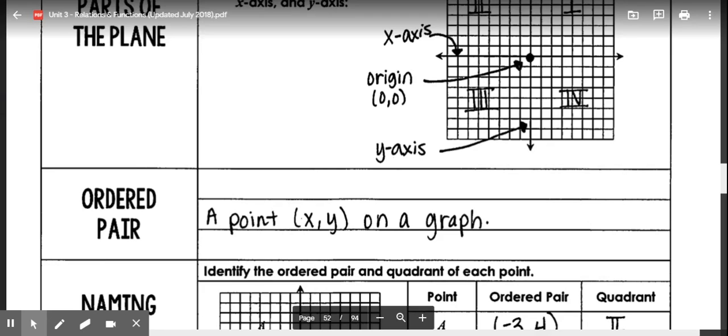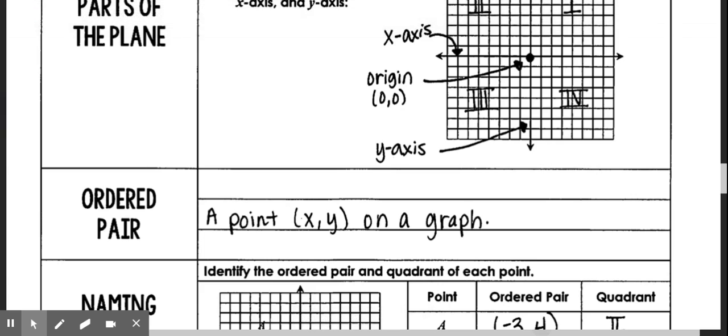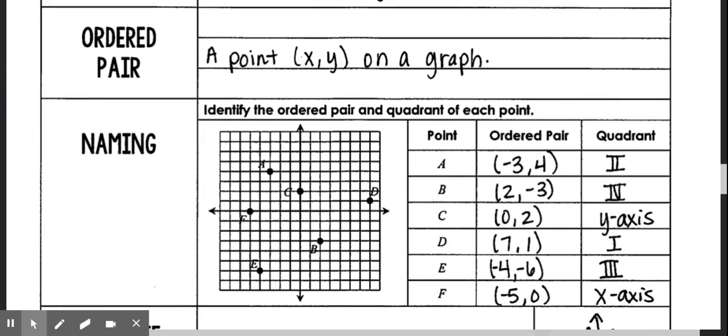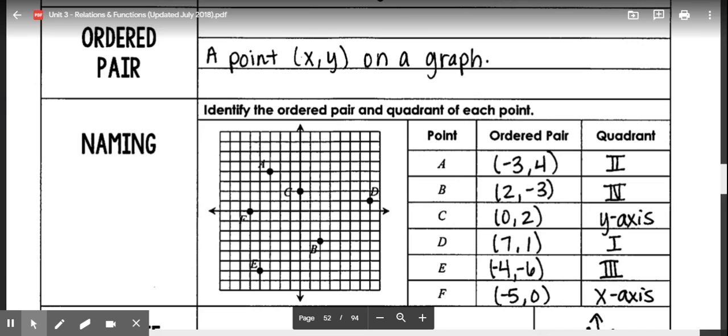The next part of your notes that I'd like you to fill in is ordered pair. An ordered pair is a point, x first, y second, on a graph. Naming coordinate points. We're going to identify the ordered pair in each quadrant. We're going to write it as an ordered pair with x first and y second, and then we're going to list what quadrant the point is in.